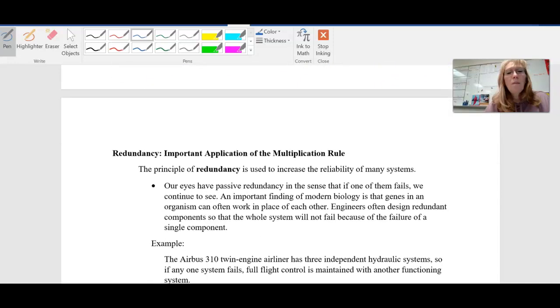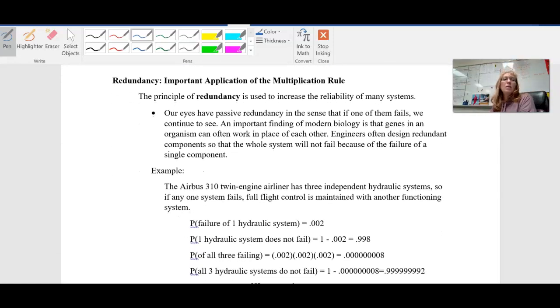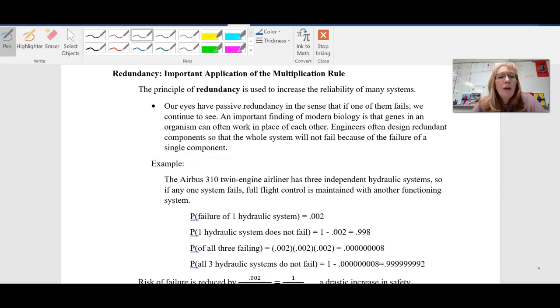Nothing too major. Okay, the principle of redundancy. This is what a lot of engineers use and people who design things. Redundancy is like we create a fail-safe. So I want to make something more reliable. If I know something can fail, I create a second one that will replace it. So if it fails, it's not a big deal. So let's go down and read this.